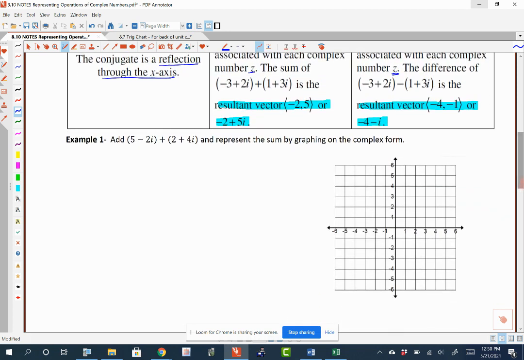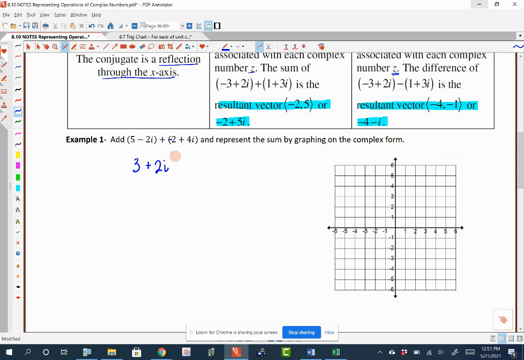Example 1, we would like to add these two together and represent their sum graphically. Now we can do this in any order. We could graph it first or we could add it first. So we already know how to add complex numbers. We know we need to take the real components, 5 plus, and this should be a -2i, so if yours doesn't say negative, will you change that? So we'd have 5 plus -2, so that would be 3. And then we do a similar thing with our imaginary pieces, -2i plus a +4i. So that would give us 2i.